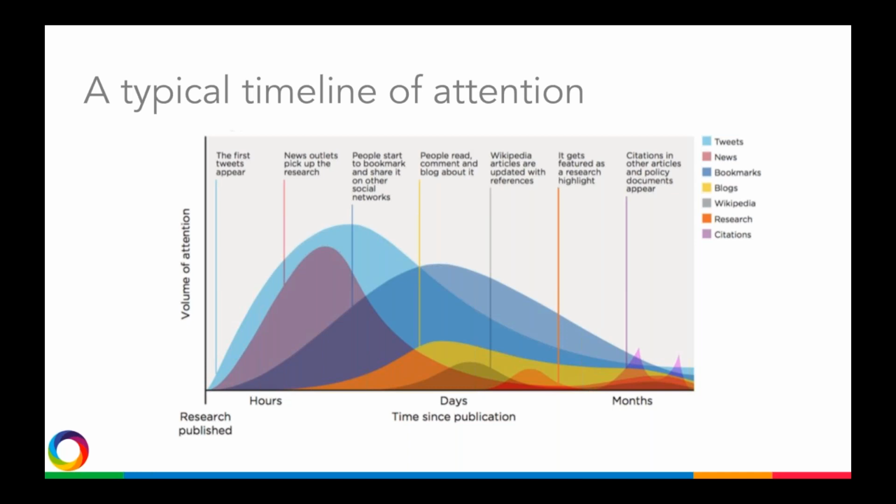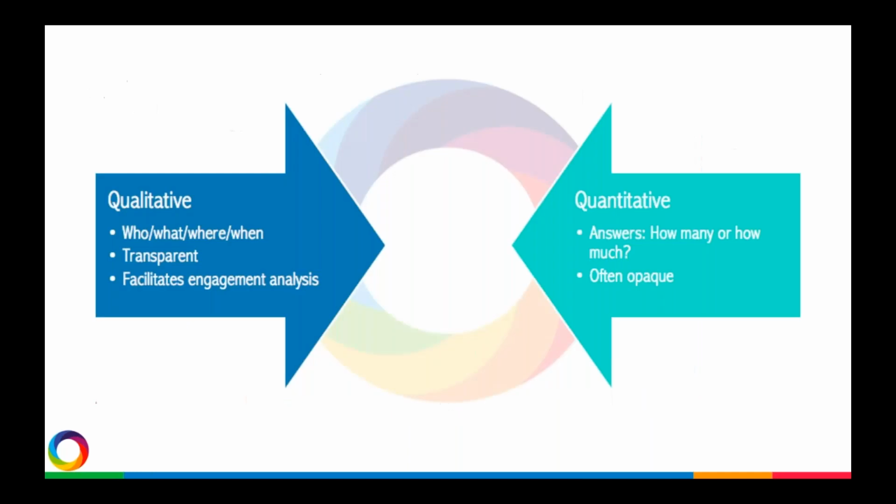And then as time goes on, people begin to read, comment, blog about it once they've had a chance to form an opinion perhaps. Wikipedia articles often actually very quickly these days get updated with new references. And then later on down the line, you might see it featured as a research highlight in somewhere like F1000 or cited by policy documents. And actually, since this graph was created, Altmetric now also tracks patents. So similarly to how you might see a piece of research having an influence in policy, you might also see how it's beginning to potentially have an economic impact through its application in patents.